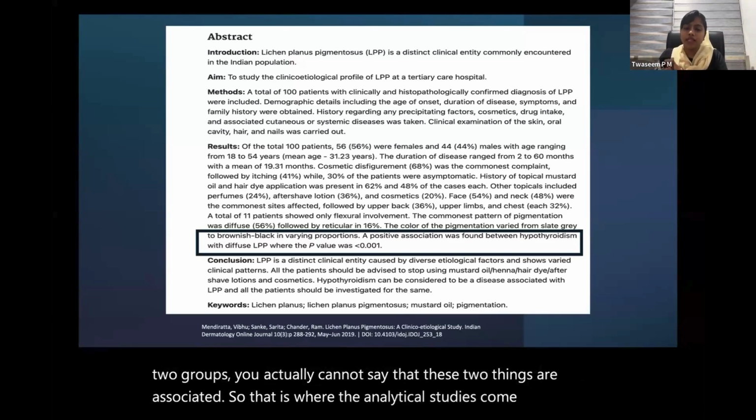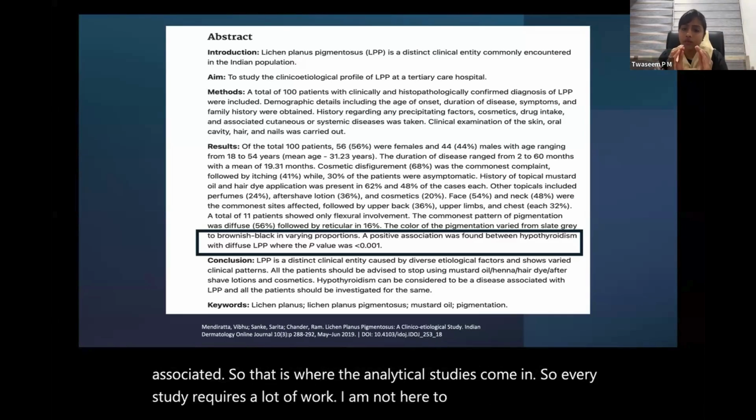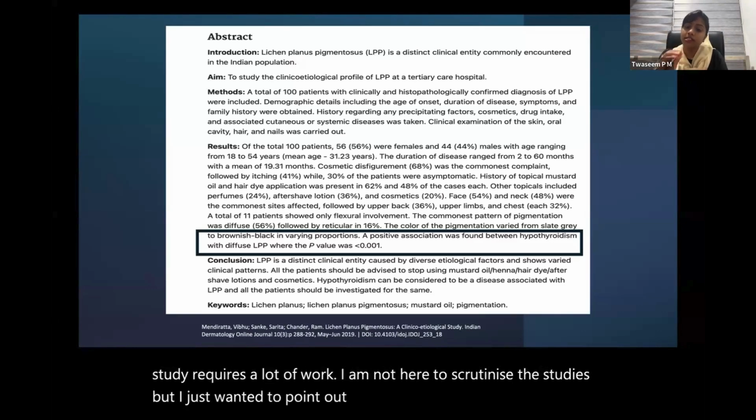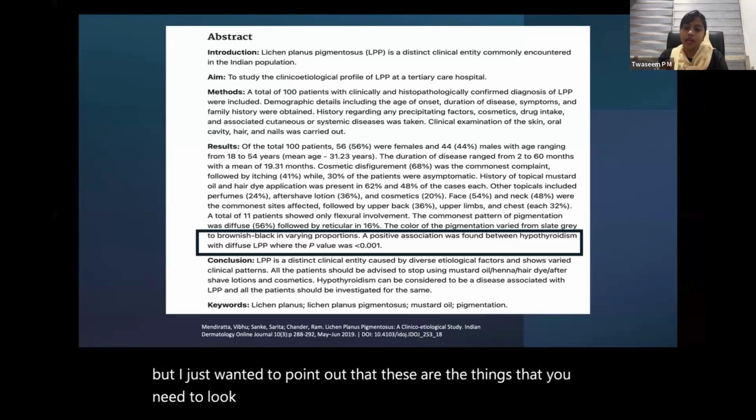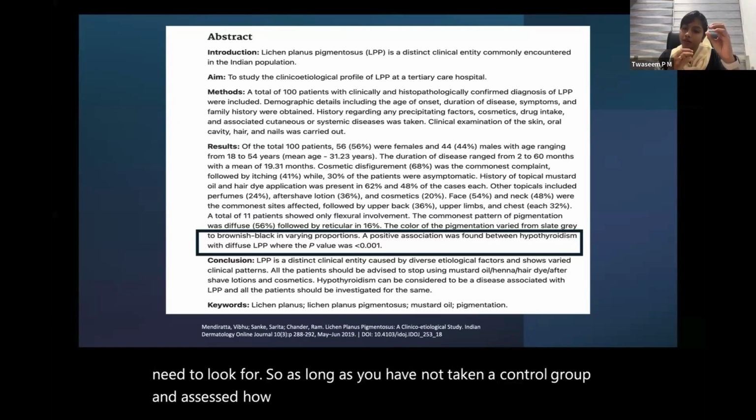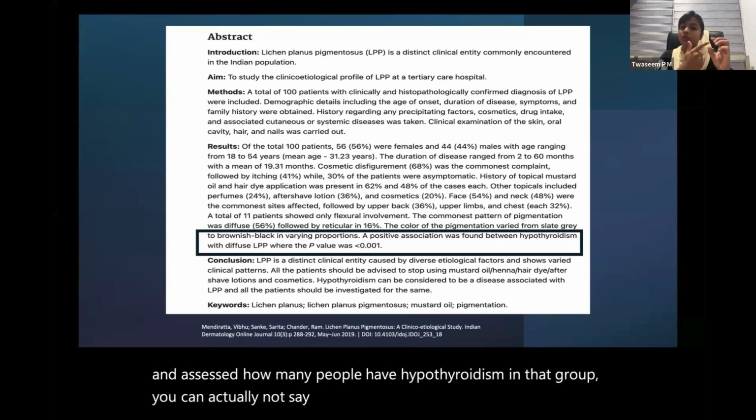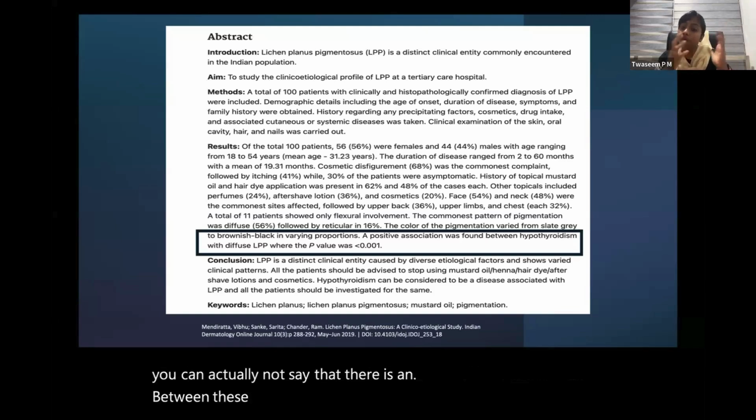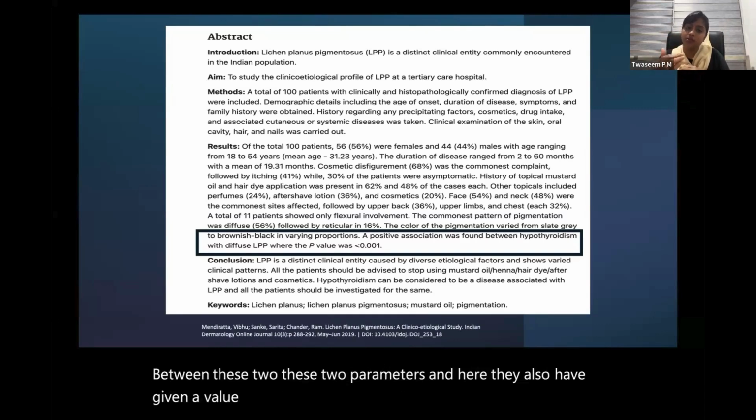So every study requires a lot of work. I'm not here to scrutinize the studies, but I just wanted to point out that these are the things that you need to look for. As long as you have not taken a control group and assessed how many people have hypothyroidism in that group, you can actually not say that there is an association between these two parameters. And here they also haven't given a value of what is the association.